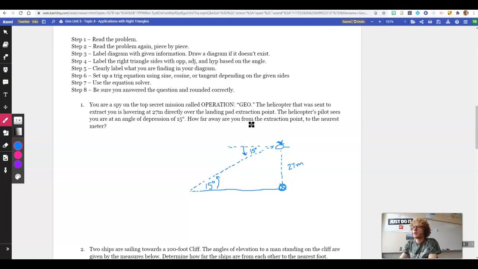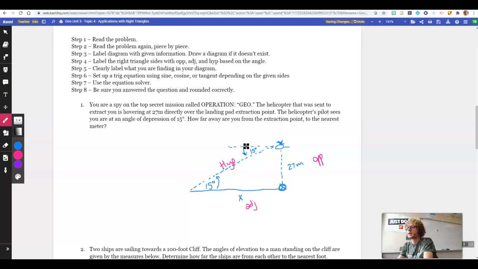How far away are you from the extraction point? We want to know this, and we want to clearly label what we're trying to find. So this is going to be x. We also want to label the triangle sides with opposite, adjacent, and hypotenuse. So here's our angle. The opposite side would be over here. I'll do a different color. The adjacent side would be right here, and the hypotenuse would be right here.